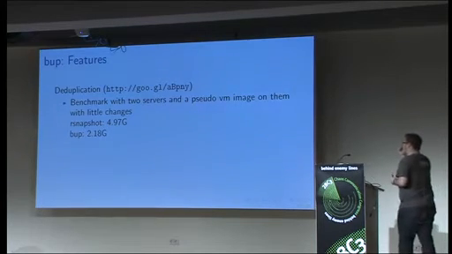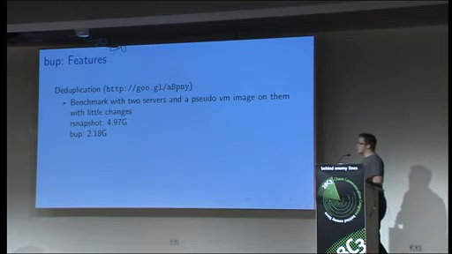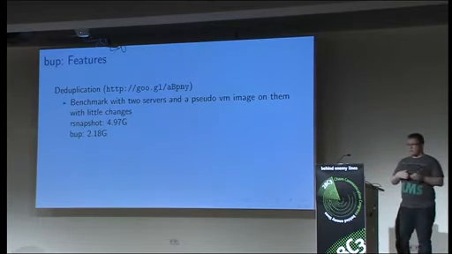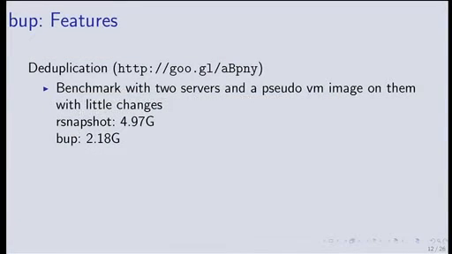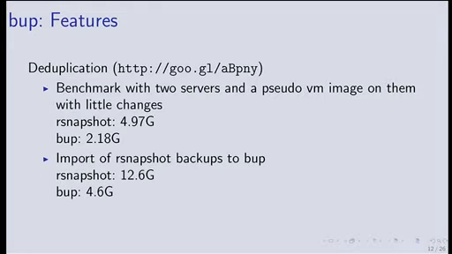I started two Amazon EC2 machines with Debian, put some random data there and changed a bit in it on both machines, did my backups, and you can read it on the thread. rsnapshot had 4.97 gigs, BUP 2.18. I also did an import of my rsnapshot backup. At the moment, I use rsnapshot for my production backups. And yeah, my rsnapshot backups are 12.6 gig, and BUP fits it into 4.6.